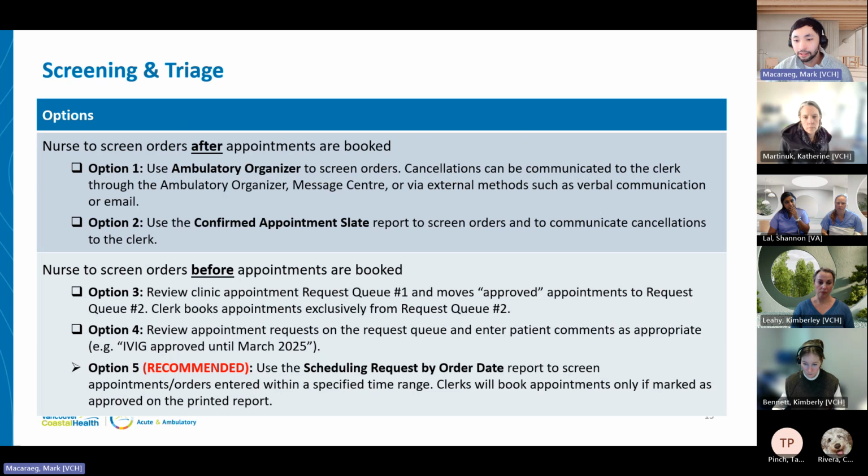The second option is to use the confirmed appointment slate report to screen orders. We can set it up to auto print as often as you'd like. And once it's printed, the nurse can just go through it and mark any appointments that need to be canceled. So both option 1 and 2 are kind of the same, except with option 1, you're looking at an electronic slate, so you can jump to the patient chart just by clicking the patient's name. With option 2, you'll have to type and search the patient's MRN in PowerChart.